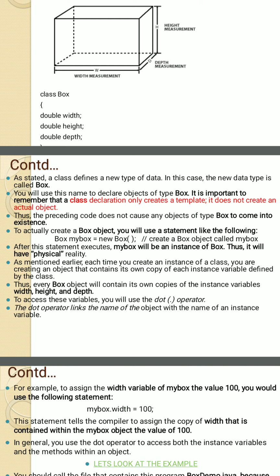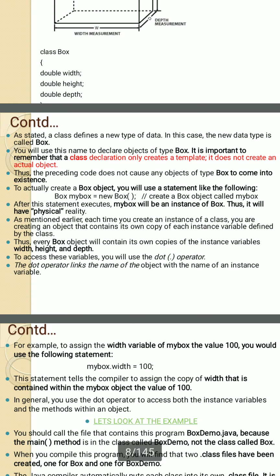To access these variables you will use the dot operator. In order to access the variables of a class, we use the dot operator. The dot operator links the name of the object with the name of an instance variable. It may be a variable or it may be a method of that class.